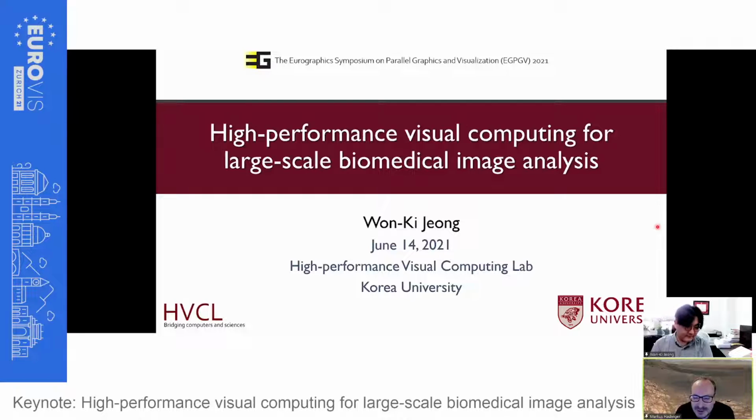In his keynote today, Won-Ki will talk about high-performance visual computing for large-scale biomedical image analysis. As I said, it's really an honor for me to have him give the keynote talk. So please, Won-Ki, go ahead, and we're looking forward very much to your talk.